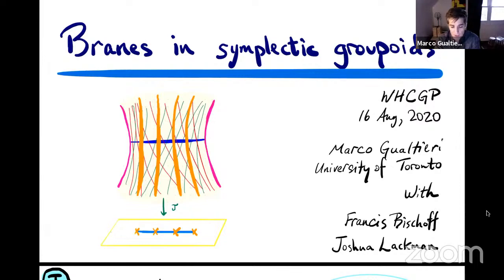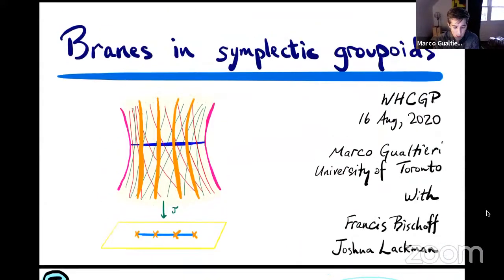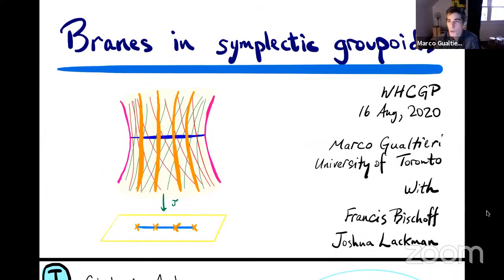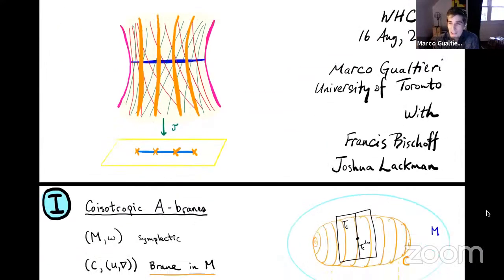This project is joint with Francis Bischoff, who was my student until last year. He's now at Oxford, and Joshua Lackman, who's currently a PhD student at Toronto. And this is supposed to be an artist's rendition of a groupoid. So I'll explain that later.